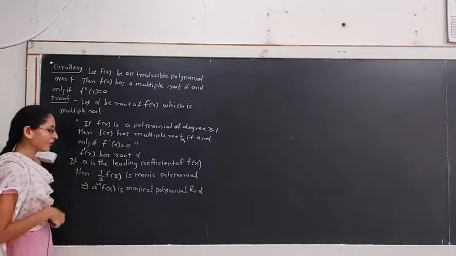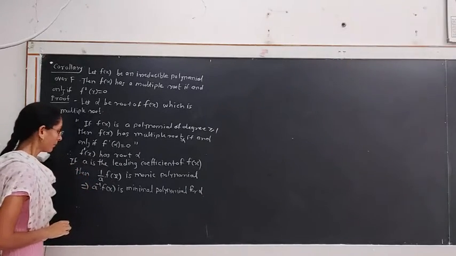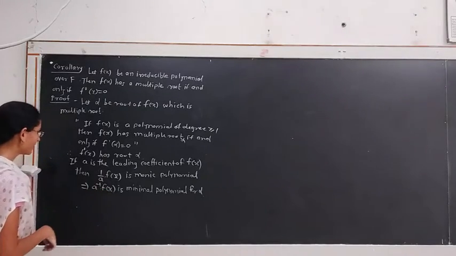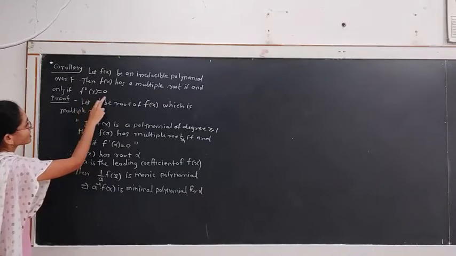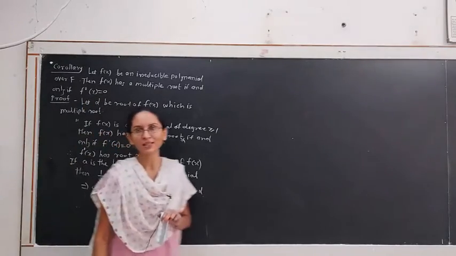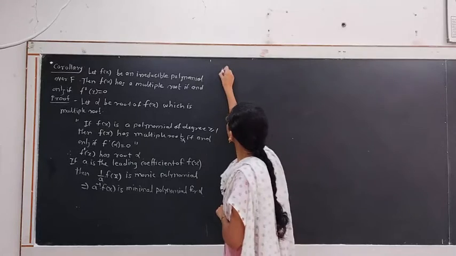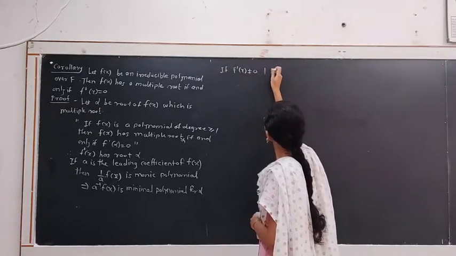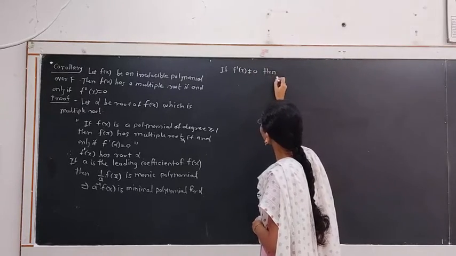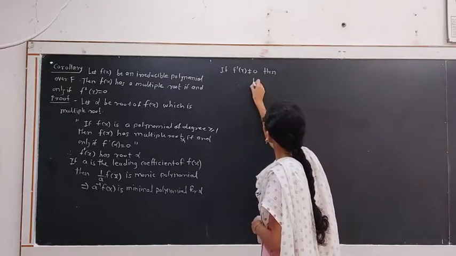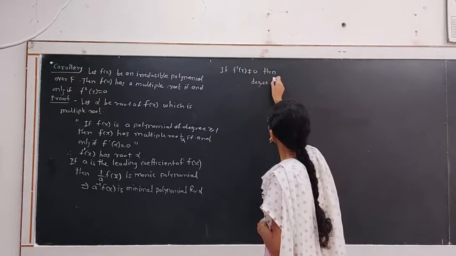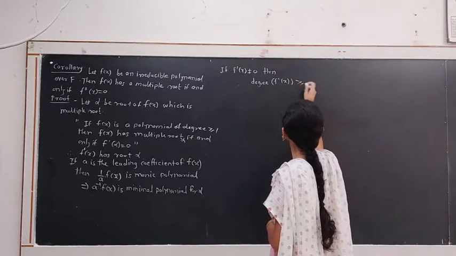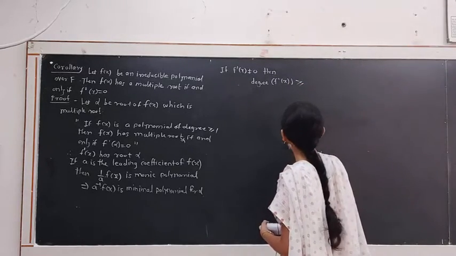Hence a inverse into f of alpha is equal to 0. Now this is the minimal polynomial. If we consider its derivative, we want to prove f dash x is equal to 0. If f dash of x is not 0, then the degree of polynomial f dash x is greater than or equal to the degree of polynomial f(x).